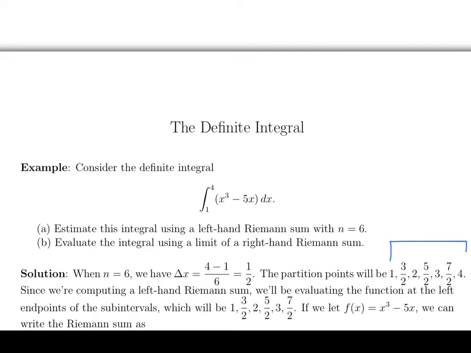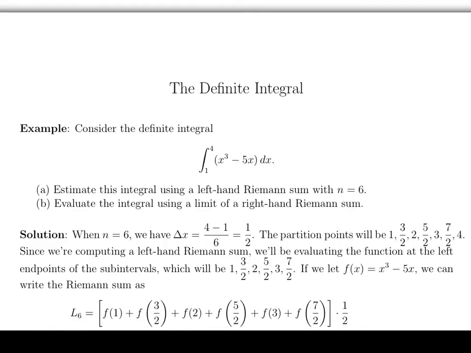Now we're computing a left-hand Riemann sum, so we need to evaluate the function at the left endpoint of the subintervals. These partition points create 6 subintervals, but we want the left endpoint of each of those subintervals. That's why we're going to take 1 up to 7/2. We're not going up to 4 because the last subinterval is 7/2 up to 4, so we want the left endpoint of that. Now we're going to let f of x equals x cubed minus 5x. That's the integrand. Now we're ready to write down our Riemann sum.